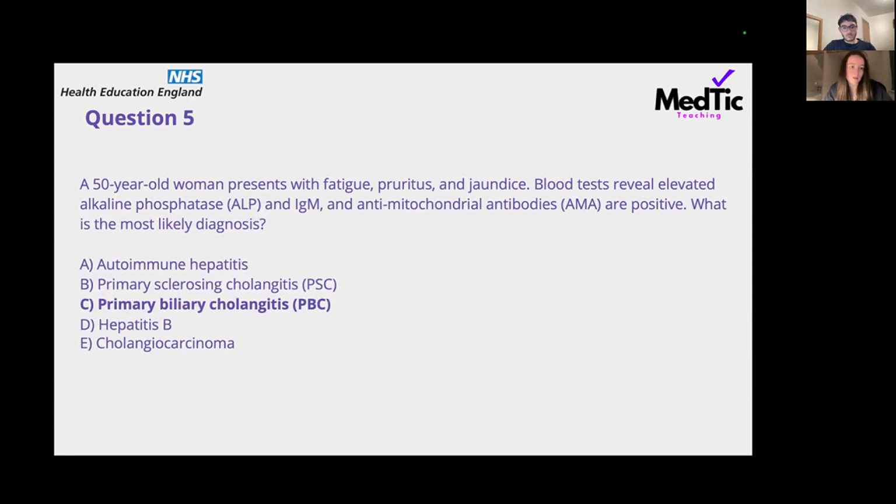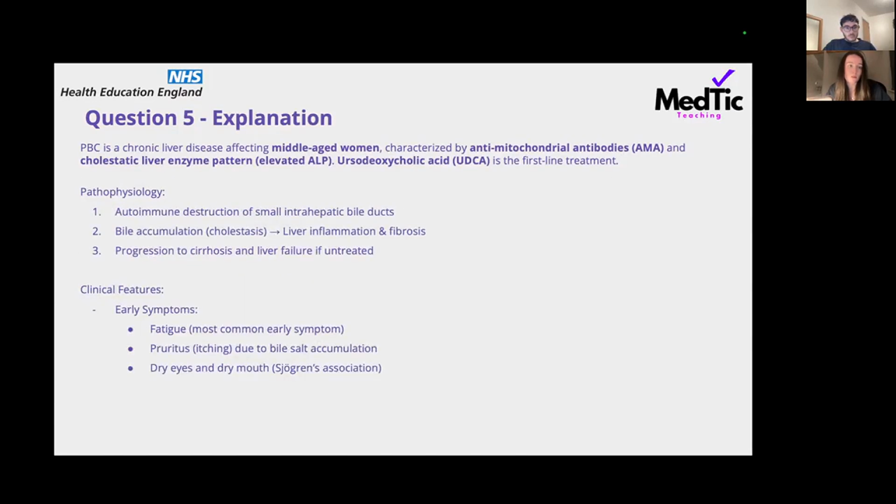So in this case, it was primary biliary cholangitis. Primary biliary cholangitis is a chronic liver disease which mainly affects middle-aged women in your finals. It's characterised by positive AMA antibodies and also an elevated ALP as well. Similarly to non-surgical gallstone patients, ursodeoxycholic acid is the first line treatment.